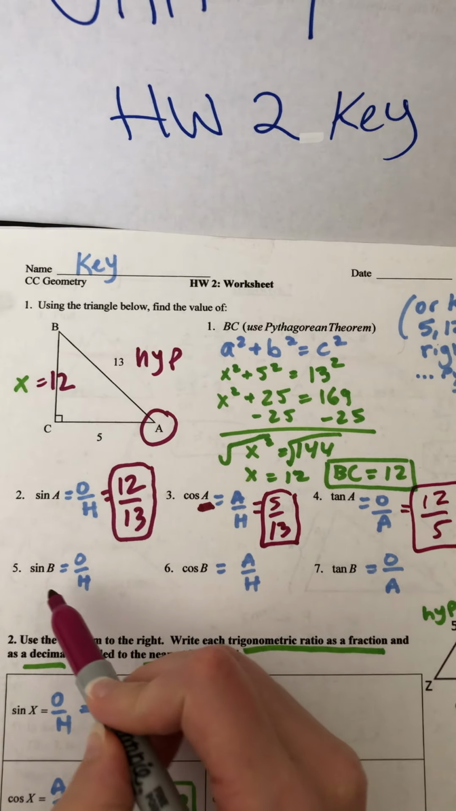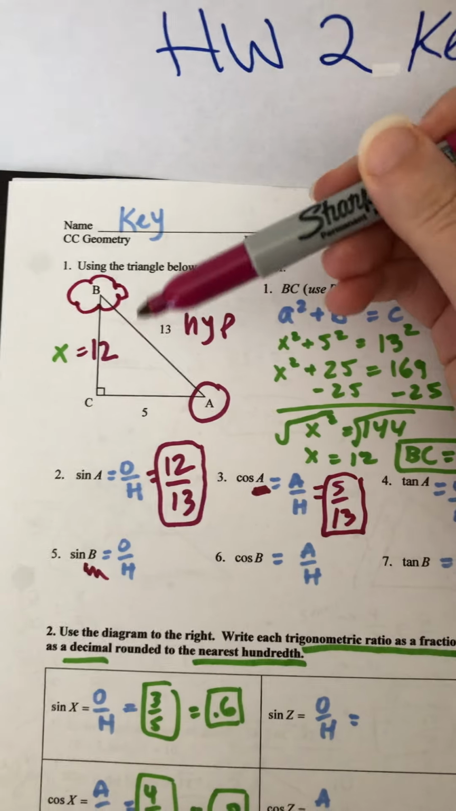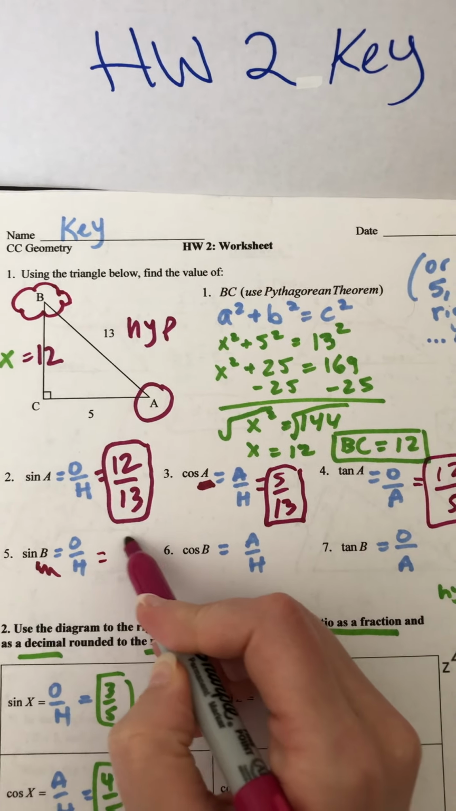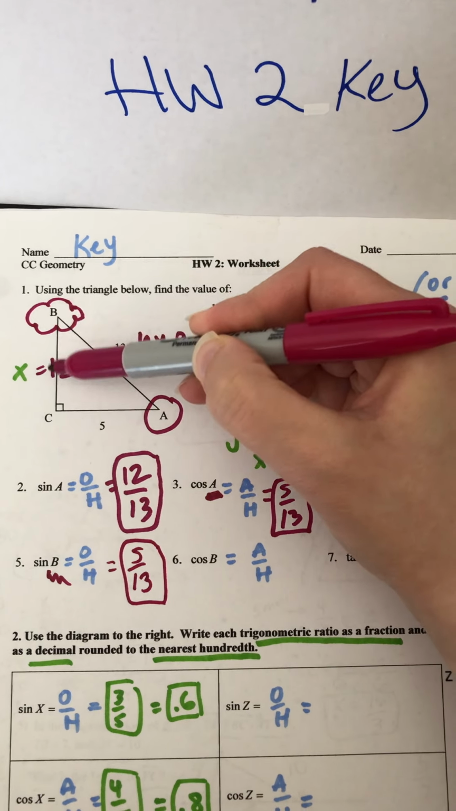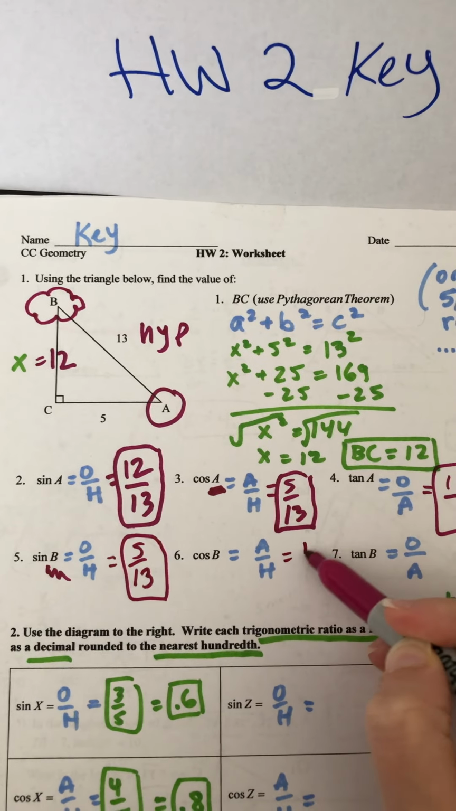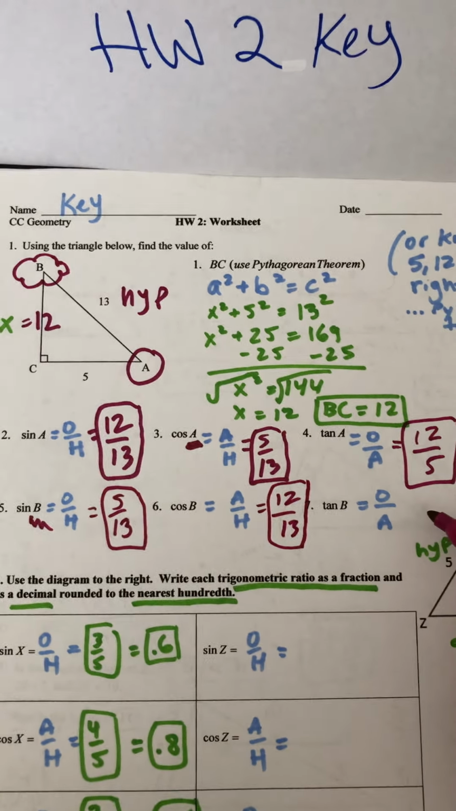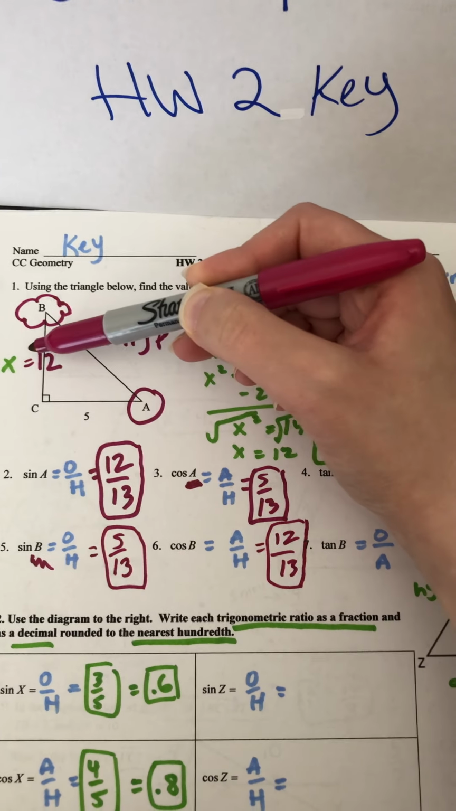And now we're switching to B. So I'm going to do that with a squiggle. Angle B. Opposite is now 5. Hypotenuse is still 13. Cosine B, now I want adjacent. Now the adjacent is 12 over hypotenuse of 13. And tangent opposite, 5 over adjacent, 12.